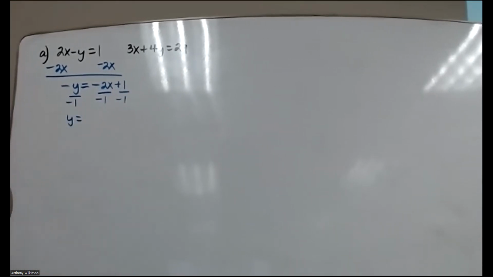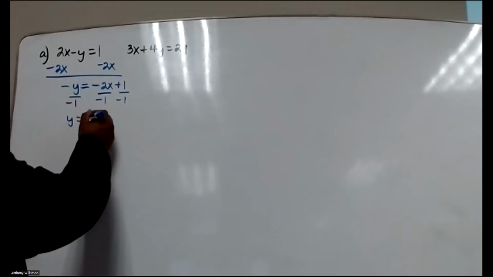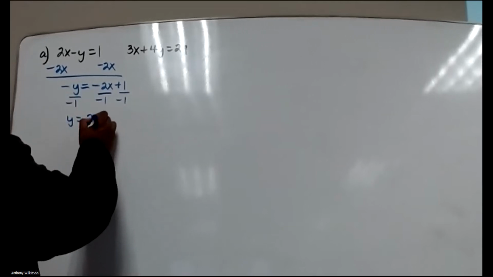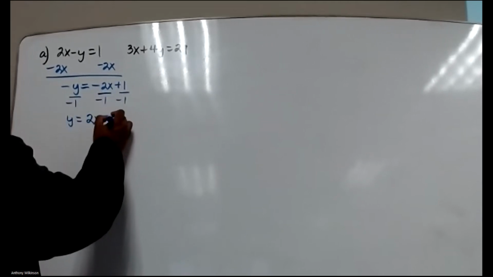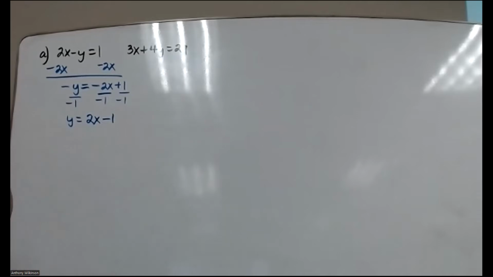So that means I'll have positive y. When I divide each and every term by -1, it's going to change the sign to the opposite. So -2x divided by -1 is positive 2x, plus 1 divided by -1 will be -1. So here I got y equal 2x minus 1. So this equation is solved for y.